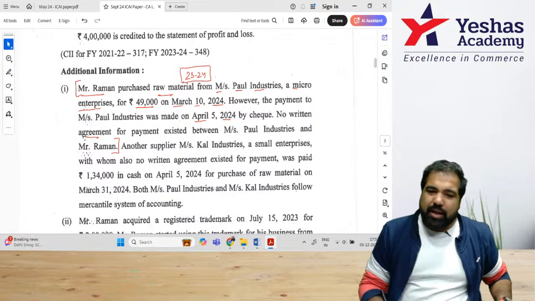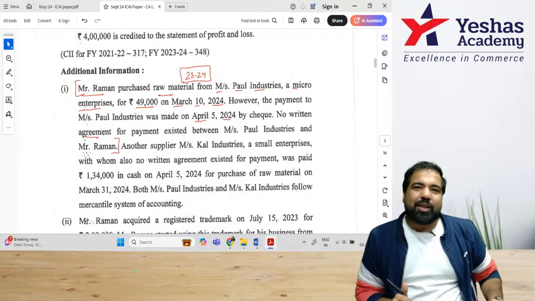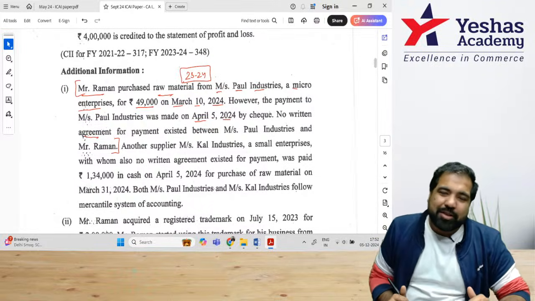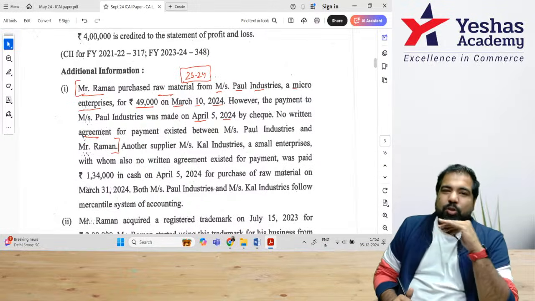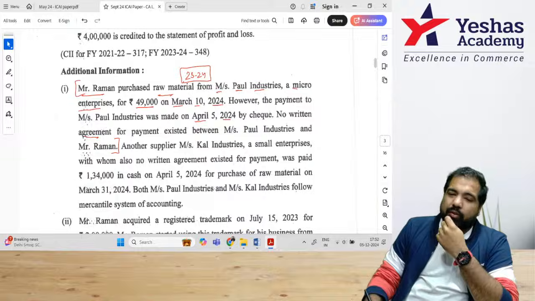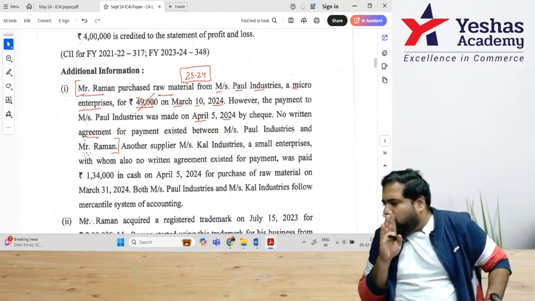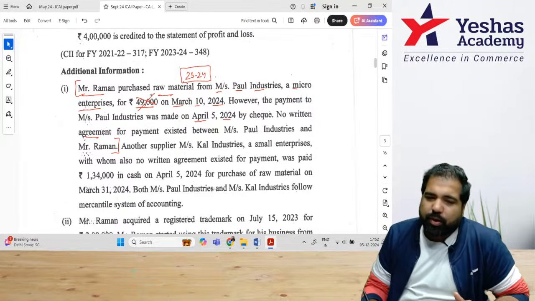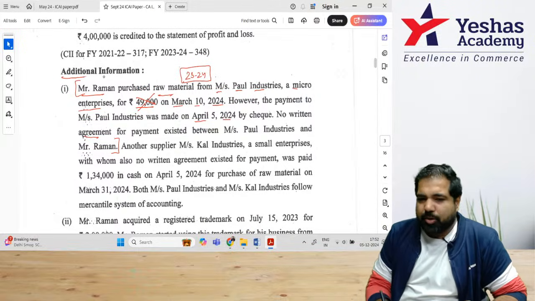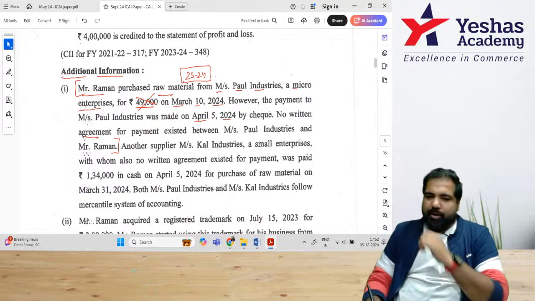Let's talk about this. Is there an agreement? No. Paul and Raman trusted each other. No agreement, maybe an SMS, maybe an email, maybe a WhatsApp message. So in this case, you need to make the payment within 15 days. Since the payment is not made within 15 days, sorry, you will not get this deduction. So this one you will not get, and this is additional information. So can I minus this 49,000? No, because that's not made within 15 days.